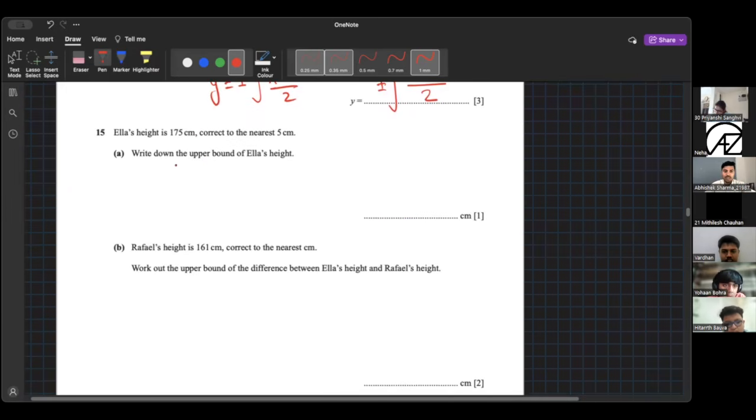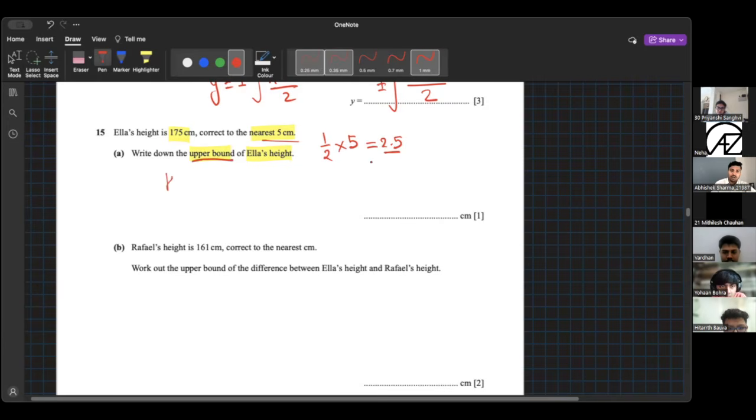Question number 15 says Ella's height is 175 centimeters, correct to the nearest 5 centimeters. Write down the upper bound of Ella's height. Now we have to find the upper bound. First we have to find the factor that we are going to add here. Half the degree of accuracy, the degree of accuracy is the nearest 5 centimeters, so half of that is 2.5. This is the factor that we have to add or subtract to find the upper bound or the lower bound. In this case, we only have to find the upper bound for the height.